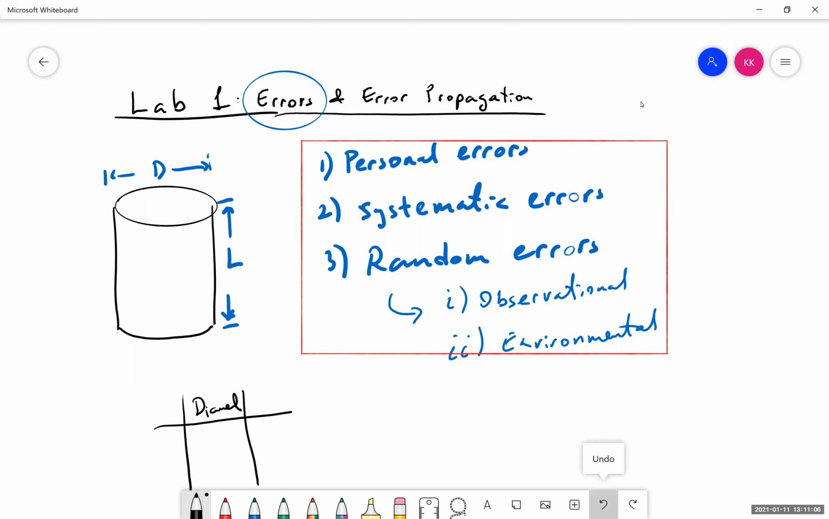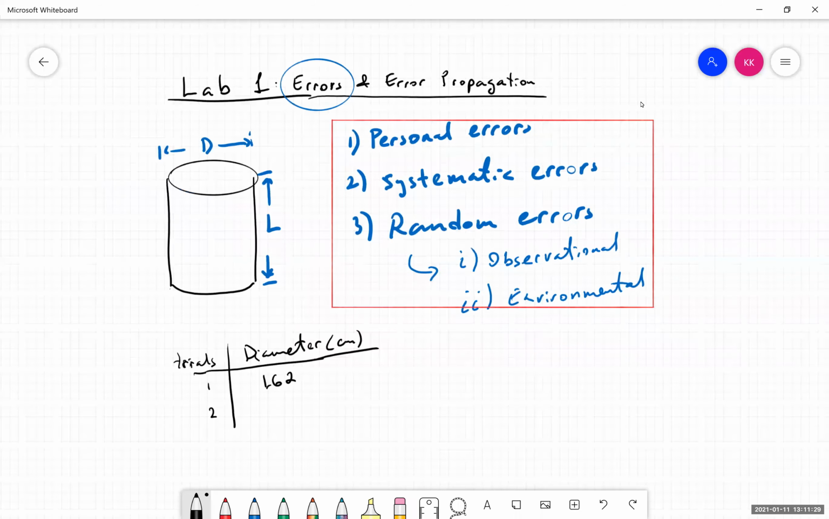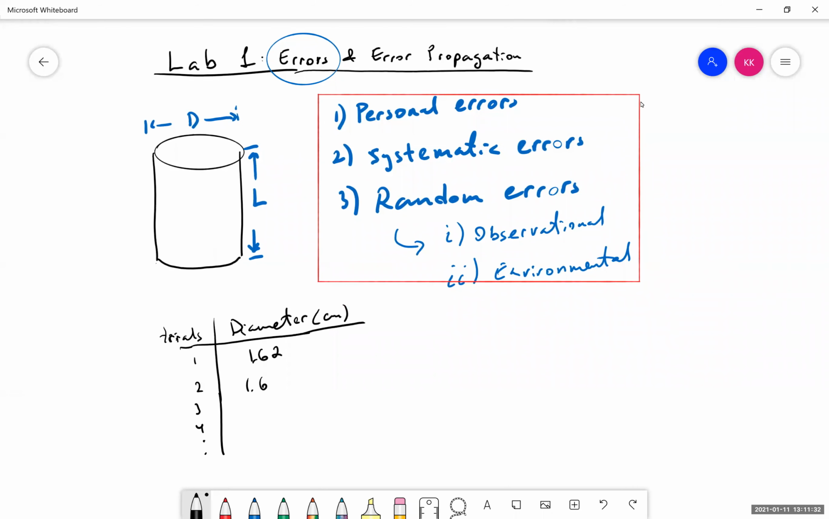Let me do it here like this. Here's my diameter in, let's say, centimeters. When we measured the first one, it was 1.62 centimeters. And then this is the number of trials: one, two, three, four. So maybe I'll do 1.63, 1.65, 1.64, and things like that. The reason the numbers are slightly different is the different types of errors that we talked about.